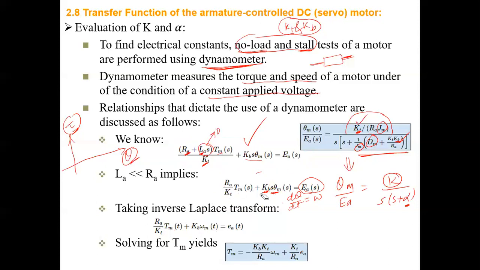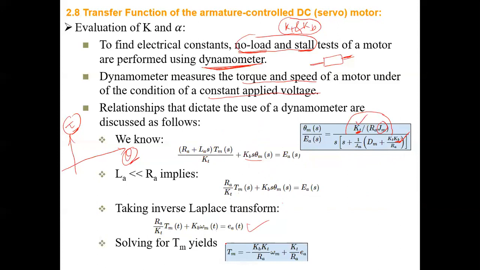So far so good. So what do I get if I solve for T_M? Help me here. If I solve this for T_M, what do I get? Do you see that? I get this one here. Does it make sense?